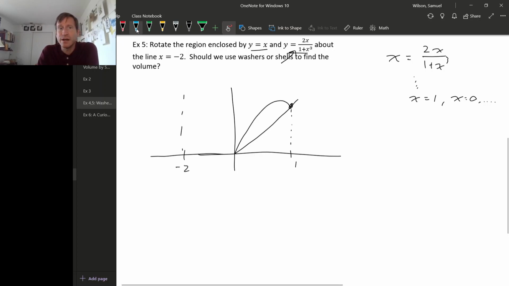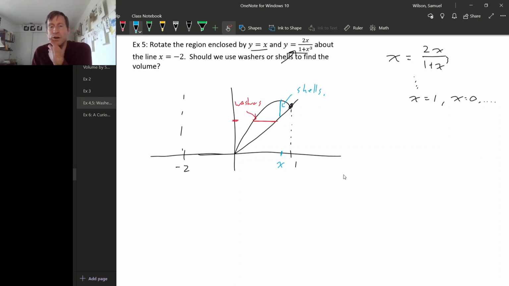And now let's imagine the two ways that we could slice this up into pieces. We could use y as our independent variable, in which case we get horizontal line segments. And because our axis of rotation is vertical, these will trace out washers. Or we could use x as our independent variable. In that case, we get vertical line segments. And in that case, when those rotate around the axis of rotation, we would get shells.